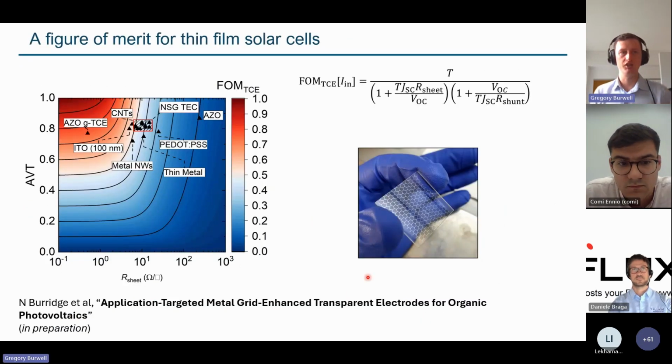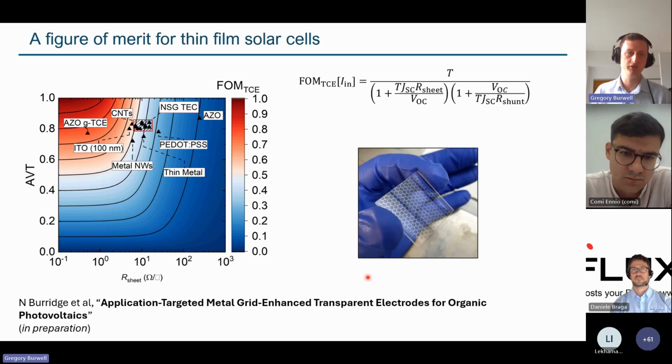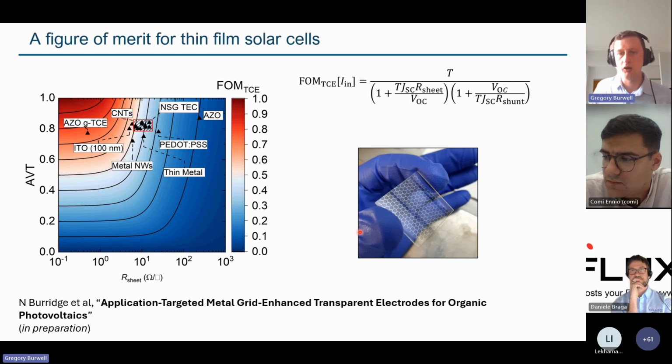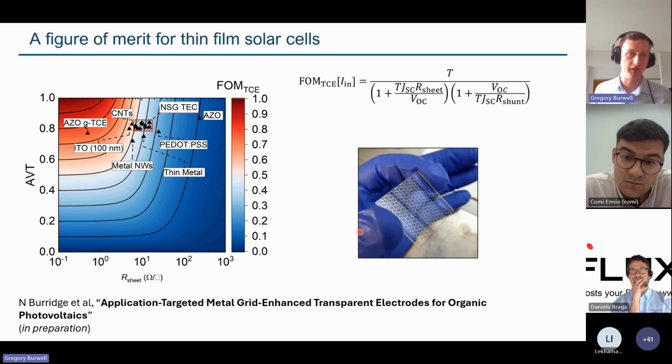One thing we've been doing recently is to try and come up with a nice figure of merit for the TCE in thin film solar cells. You can see on the contour plot here, what we've been doing is surveying different TCE technologies, different materials, such as ITO, such as metallic nanowires, and trying to compare these with these analytical models that we are about to publish. It's an example of a real structure that we've made with a metallic grid here. So you can see on this plot that our AZO gridded TCE outperforms most monolithic systems when you get to larger areas.